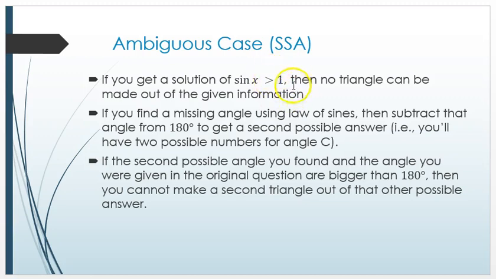If that number is bigger than 1, then no triangle can be made out of the given information. Basically, the sides that they gave you just don't work. Maybe one of the sides is too long for you to create a triangle out of it.